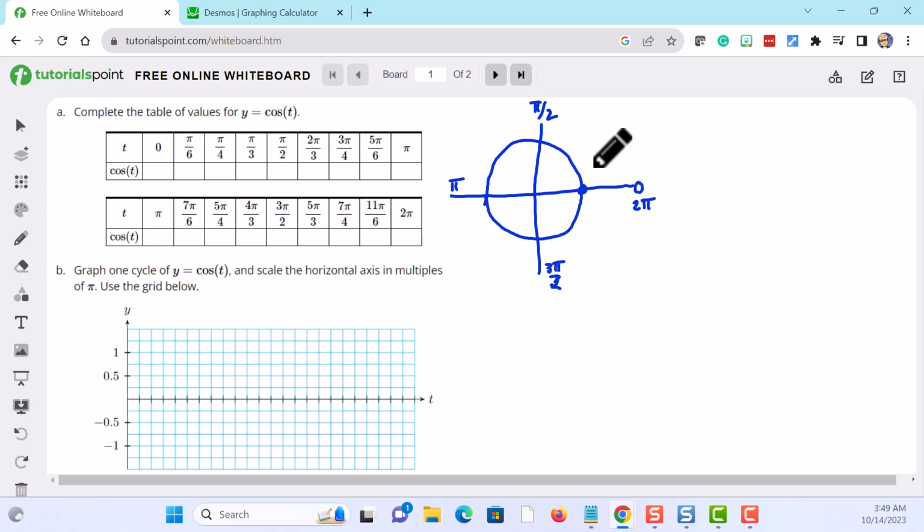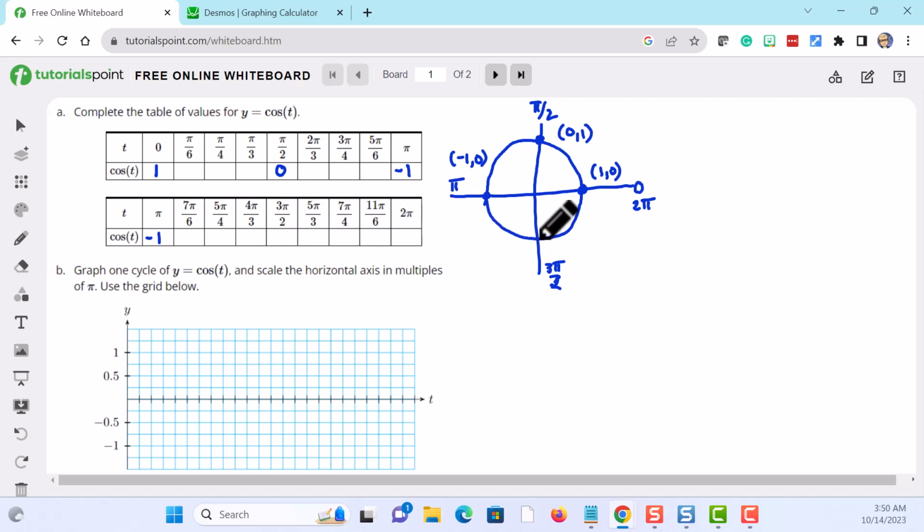At 0, we have the point 1, 0. The x-coordinate is 1, so we know that cosine of 0 is 1. Up at the top of the circle, we have the point 0, 1. The x-coordinate is 0, so we know that cosine of pi over 2 is 0. At pi, we have the point negative 1, 0. The x-coordinate is negative 1, so cosine of pi is negative 1.